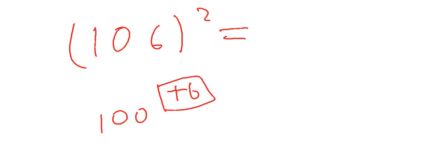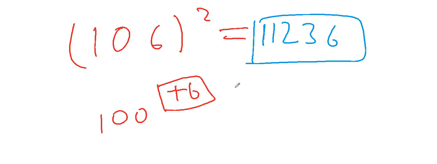Since the difference is plus 6, we just double 6, meaning 2 into 6 is 12, and we add 12 to 100, and we write 112. Then we write the square of 6. The square of 6 is 36, and done. This is our answer: 11236. Simple, isn't it?